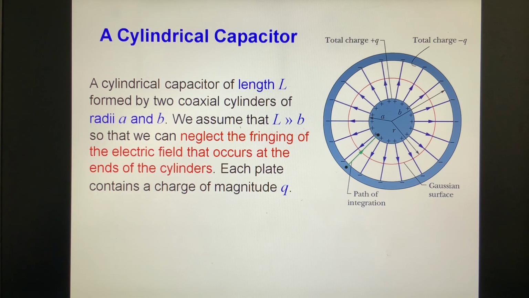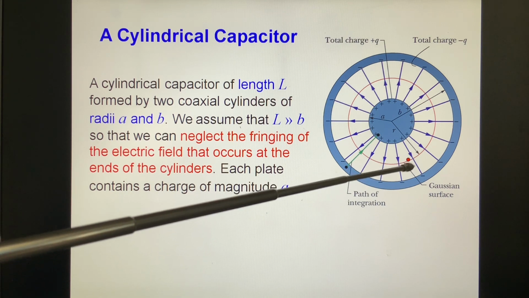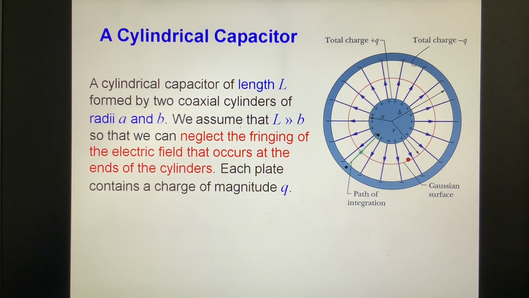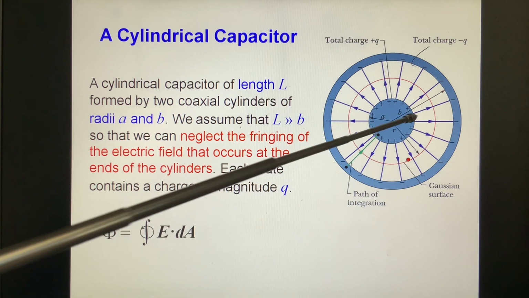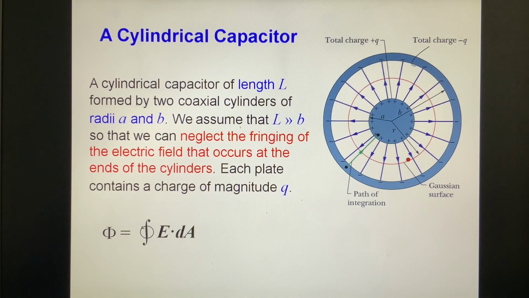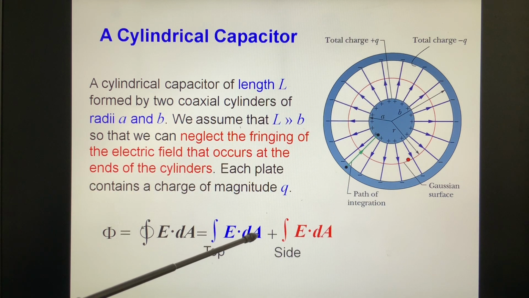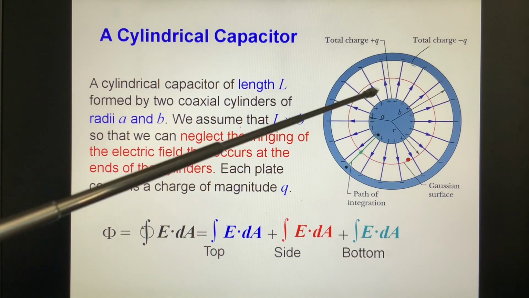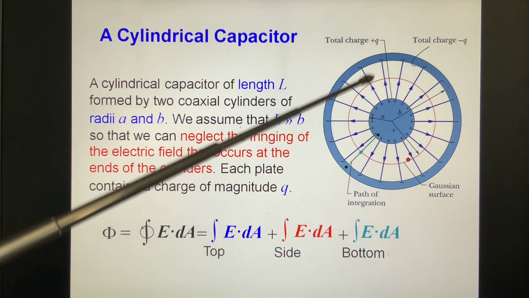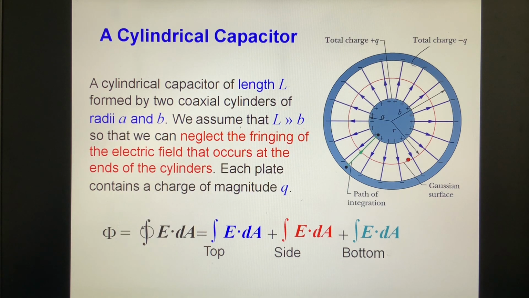And we find the E. Suppose I want to find the E at this point. Because of the symmetry, we make a Gaussian surface as a cylinder with the same R. The Gaussian surface has three parts. The top and bottom parts are zero, because E is perpendicular to dA, since dA is the outward perpendicular to the surface. The side part is okay.